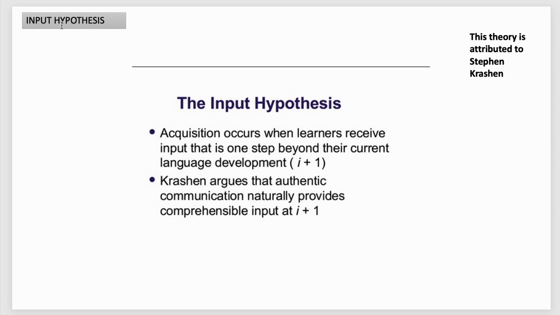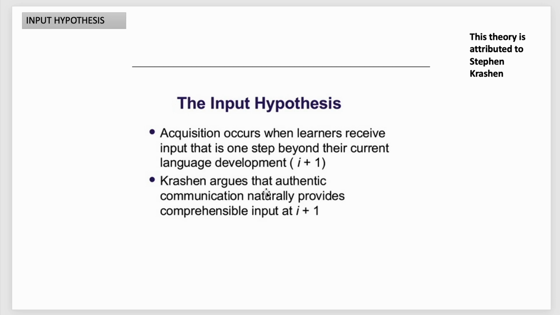This is known as the input hypothesis. It was a theory attributed to Stephen Krashen. And the idea is that we learn language, acquisition occurs when learners receive input that is one step beyond their current language development. This is known as I+1.